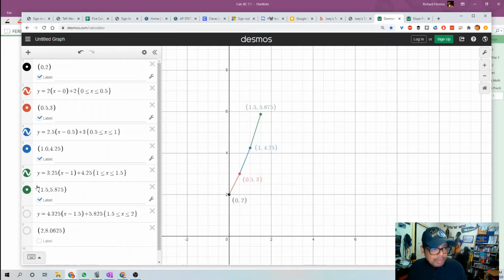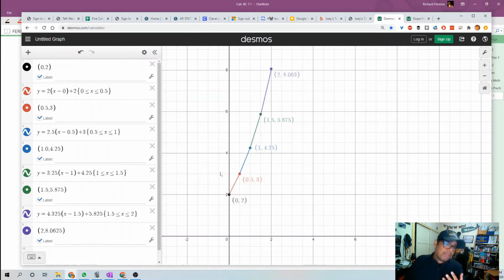And then you guessed it, we did one more tangent line. And we ran that tangent line from x equals 1.5 to x equals 2. And we ended up here at 8.0625. So that's kind of what that looks like, graphically putting all these tangent lines together. So Euler's method is just putting a bunch of tangent lines together to reconstruct the curve.